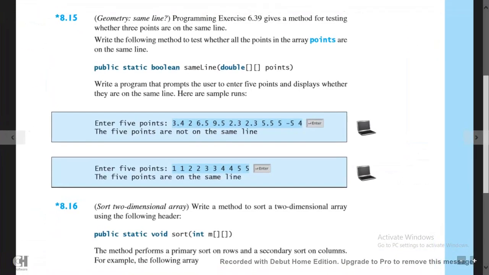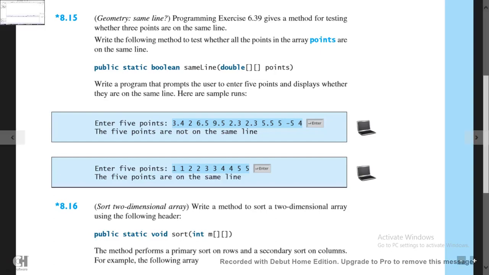We're doing 8.15. Programming exercise 6.39 gives a method for testing whether 3 points are on the same line. Write the following method to test whether all the points in the array points are on the same line. We're given how the method header should look. We have to write a program that prompts the user to enter 5 points and displays whether they are on the same line. Here's a sample run.